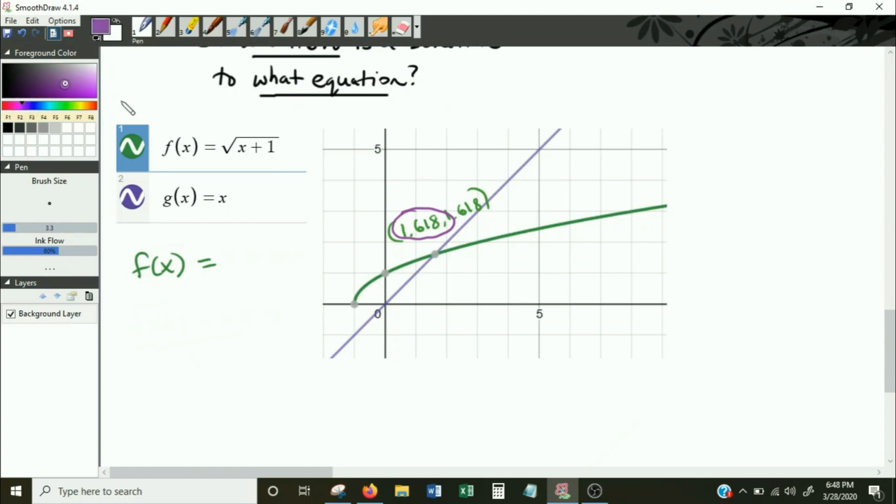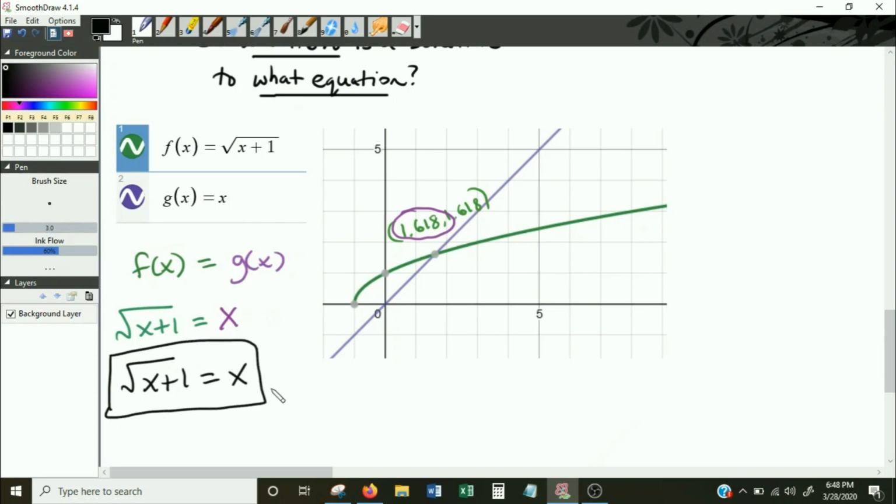So I'm going to write that down. What is f of x? F of x is root of x plus 1, and g of x is x. So this means that the equation is going to be root of x plus 1 equals x. This is the equation that x equals 1.618 is a solution for.